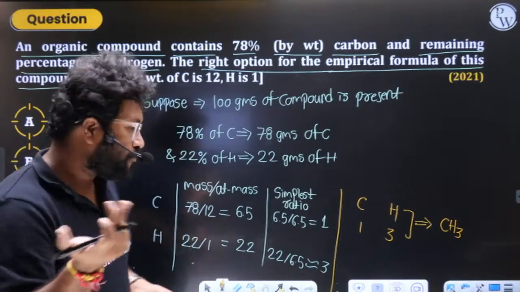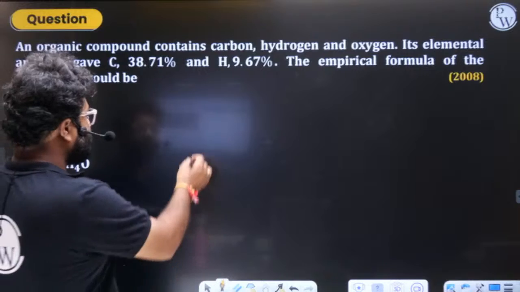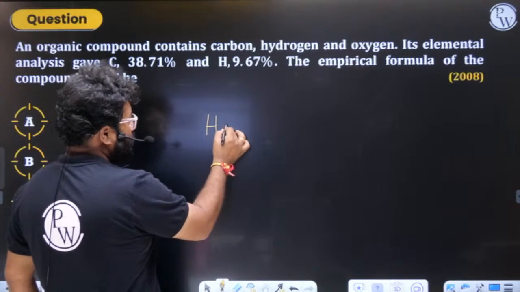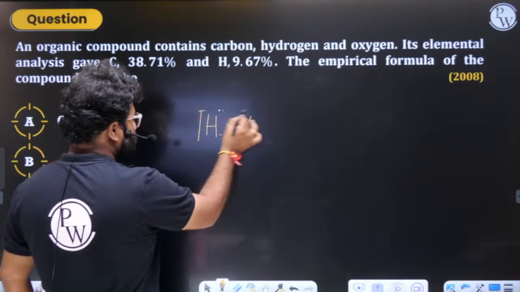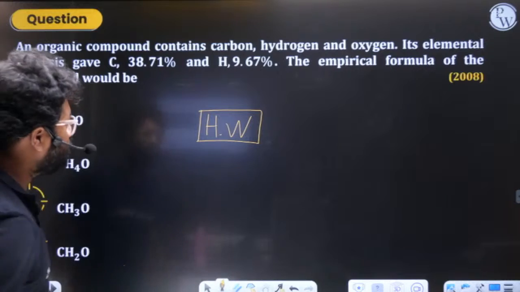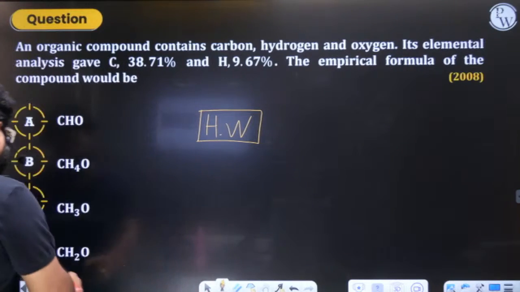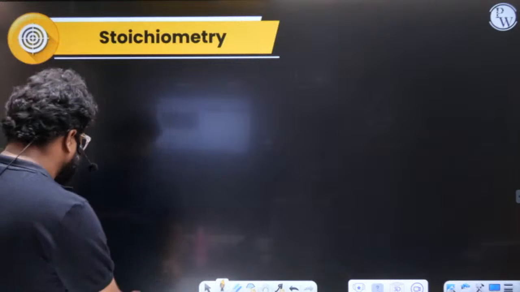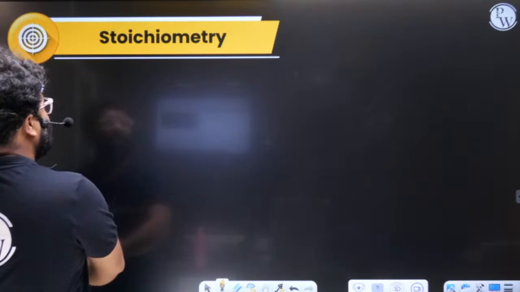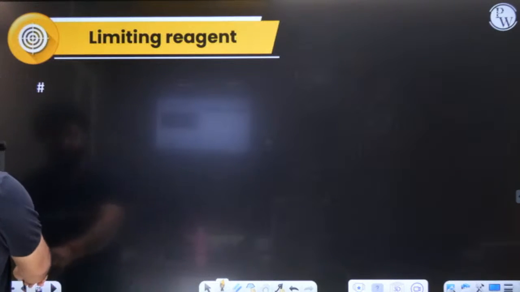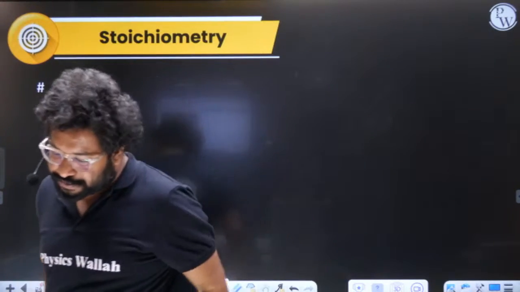Okay? Anyways, chalo. So this next one is for homework. Do solve this question at home. This is for your homework. And now we are moving to the last topic of today's session, that is stoichiometry and limiting reagent. I'm going to explain both concepts within stoichiometry itself. Let's understand how stoichiometry works.